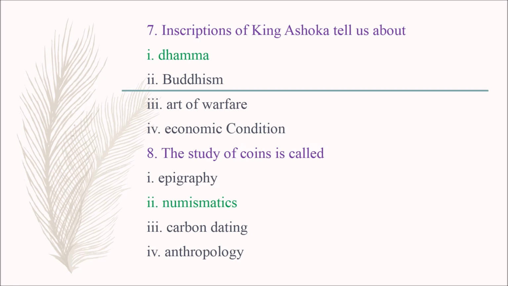Option number 2, Buddhism. Option number 3, art of warfare. Option number 4, economic condition. So the answer is option number 1, Dhamma. Question number 8. The study of coins is called option number 1, epigraphy. Option number 2, numismatics. Option number 3, carbon dating. Option number 4, anthropology. So the answer is option number 2, numismatics.